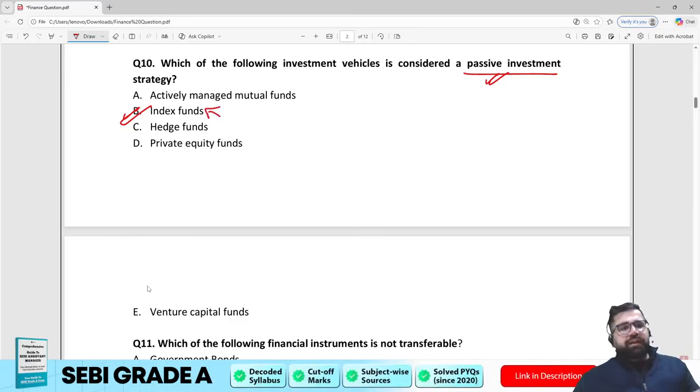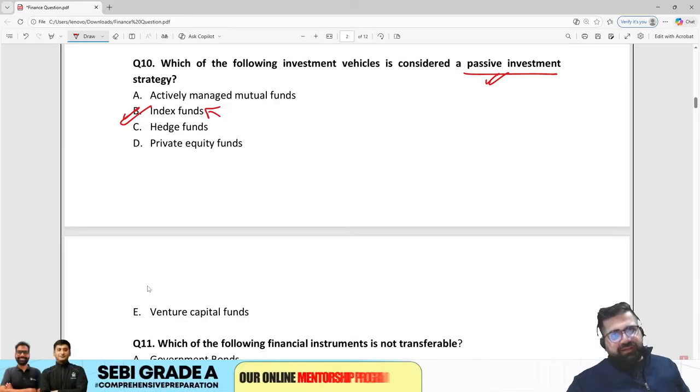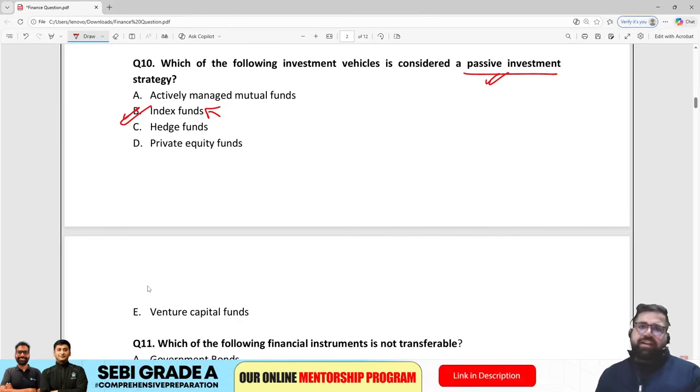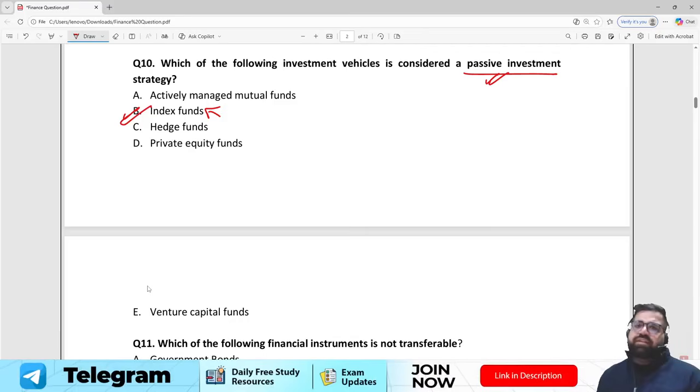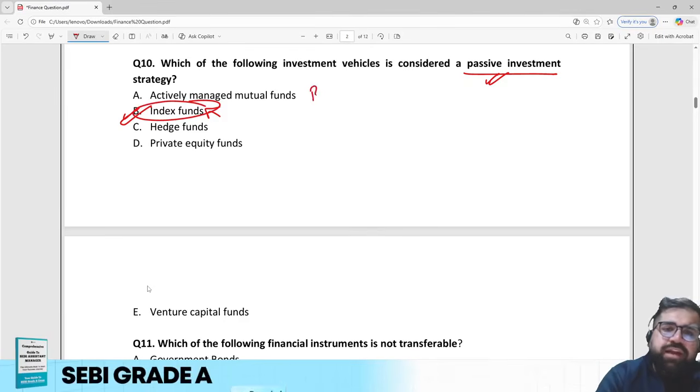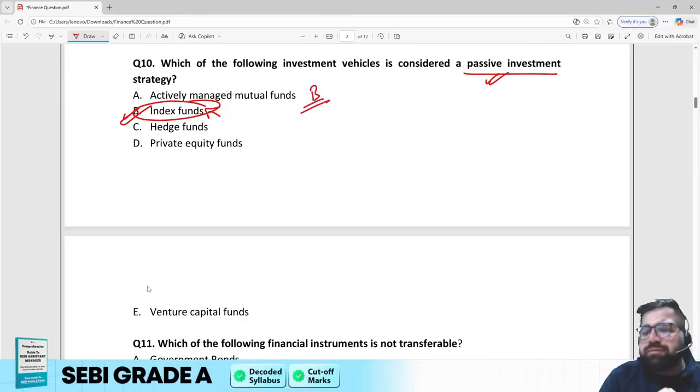fund, then definitely you are just putting your money in an index like Nifty 50, Sensex, Nifty Next, and whatnot. And the performance of the index will give you the returns. If Nifty is increasing, then your returns will also increase. Otherwise, you don't have any other option to allocate the money according to you, which you can do in multiple other investment vehicles, but this option is not available in an index fund. Therefore, the correct answer for question number 10 will be option number B.